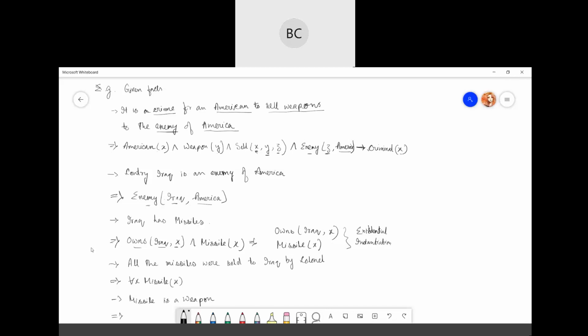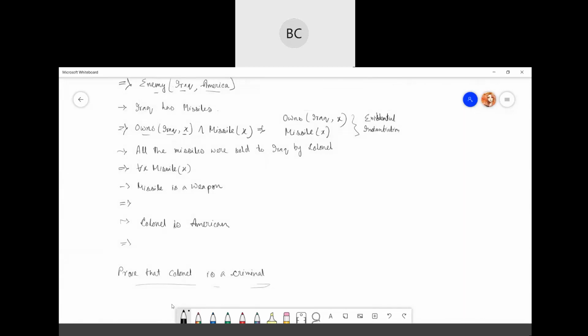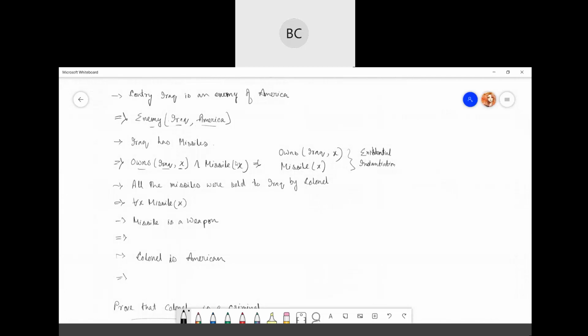Then the third was Iraq has missiles. Then the next known fact is all the missiles were sold to Iraq by Colonel. Then missile is a weapon and Colonel is American. So we need to prove that Colonel is a criminal. That's the main thing we need to prove based on these facts.